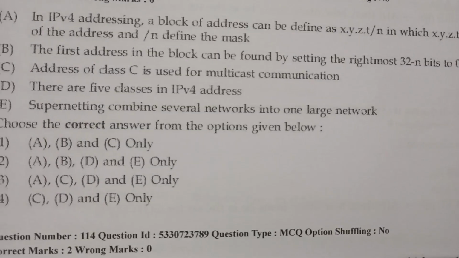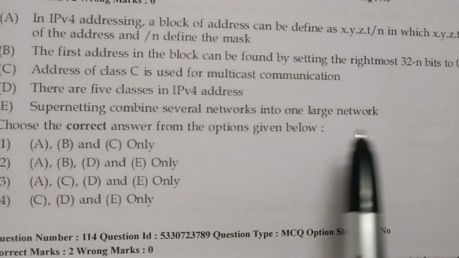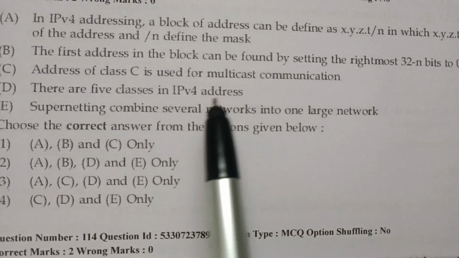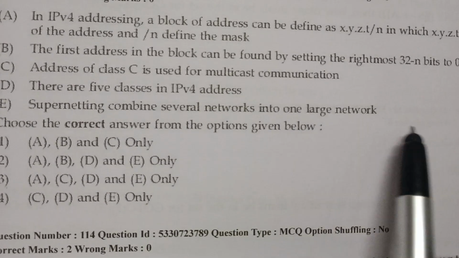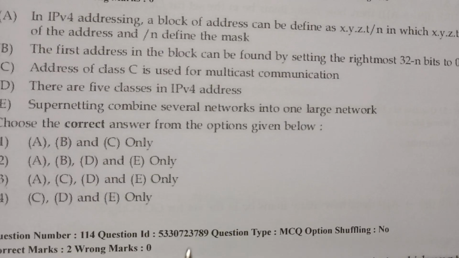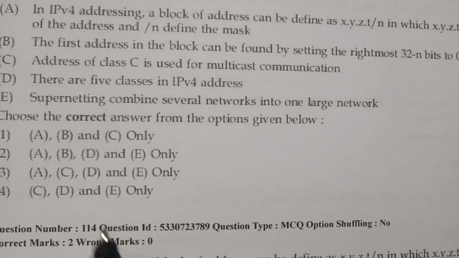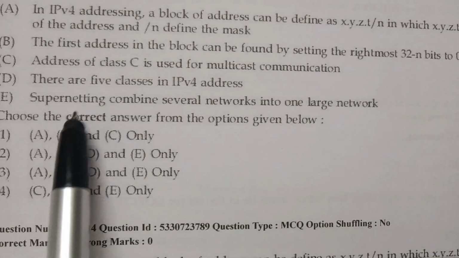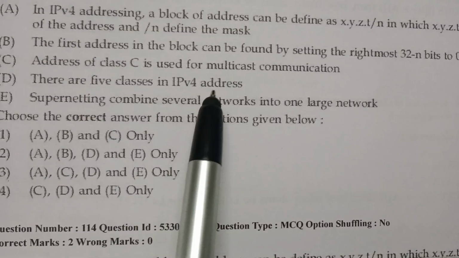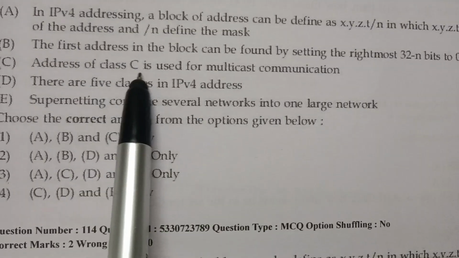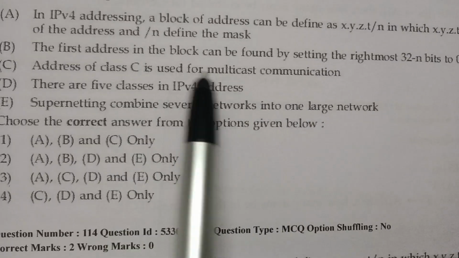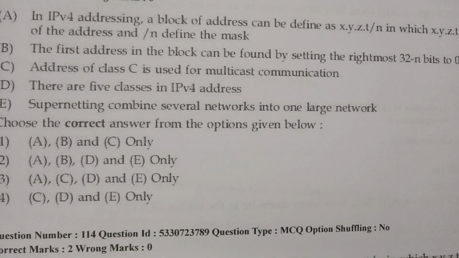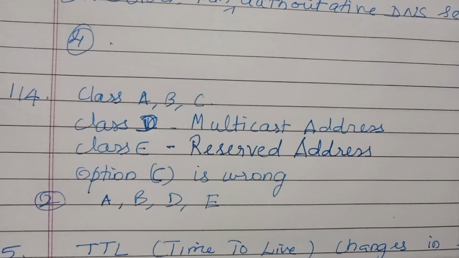Next, address of class C is used for multicast communication. There are 5 classes in IPv4 address. Supernetting combines several networks into one large network. So if you see the options, from the statements given, there are 5 classes in IPv4 address is true. Now, address of class C is used for multicast communication is false, because we know that class C is not used for multicast communication.